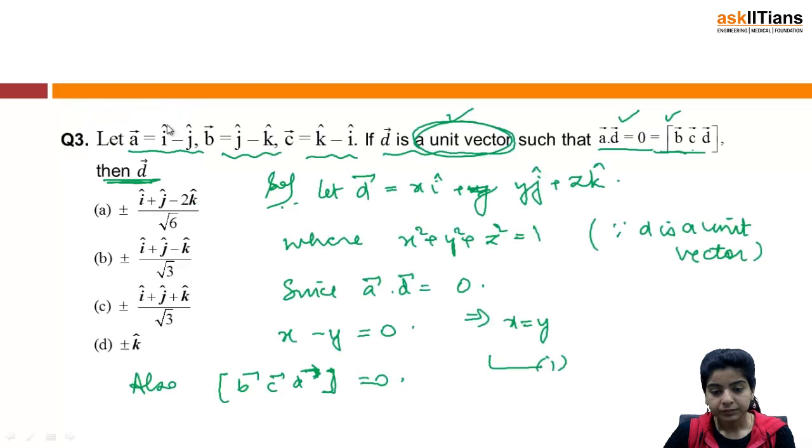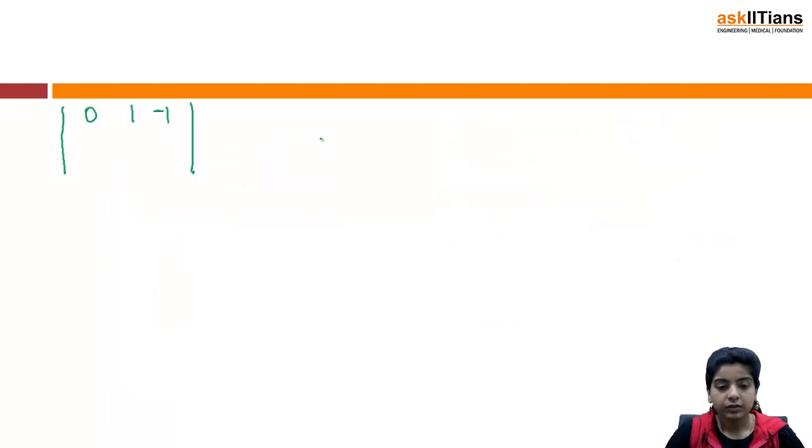Then C is k minus i. So, now here just remember C is k minus i. Let me write it here. C is k minus i. So, we can write it as minus i plus 0j plus k. Do not get confused in the coordinates. Most of the students are in a hurry and what they do is they will write the i coordinate as x coordinate as 1, they will take y coordinate as minus 1 and maybe z coordinate as 0, but that would be completely incorrect. So, here we will have minus 1, 0, 1.